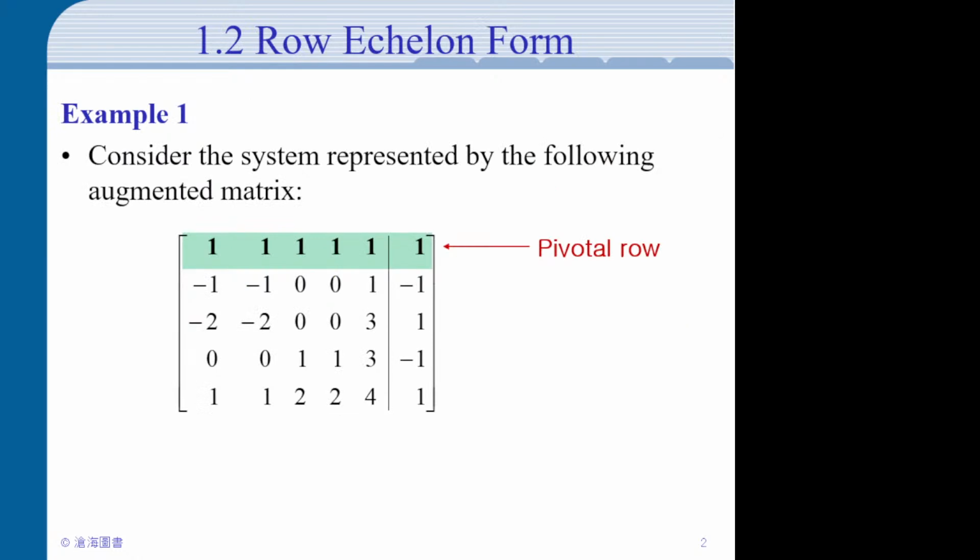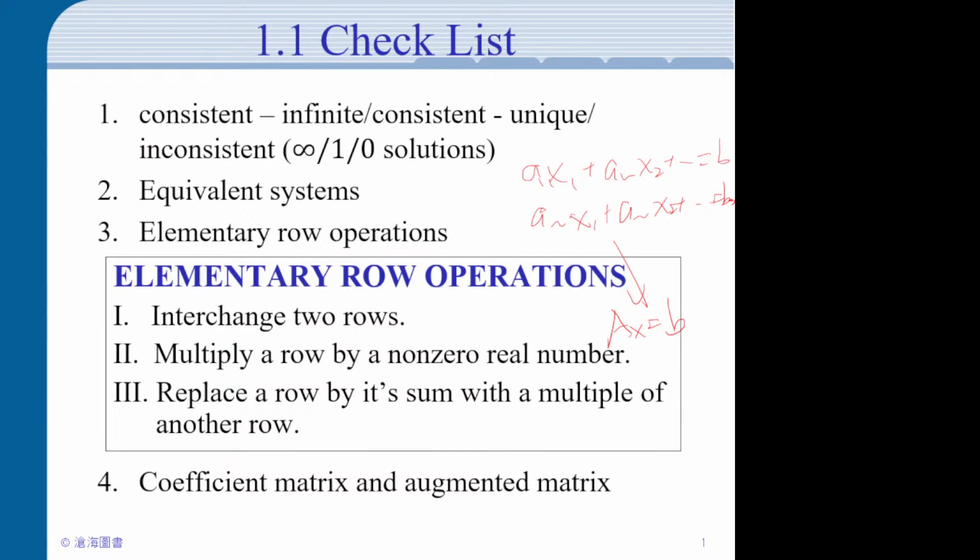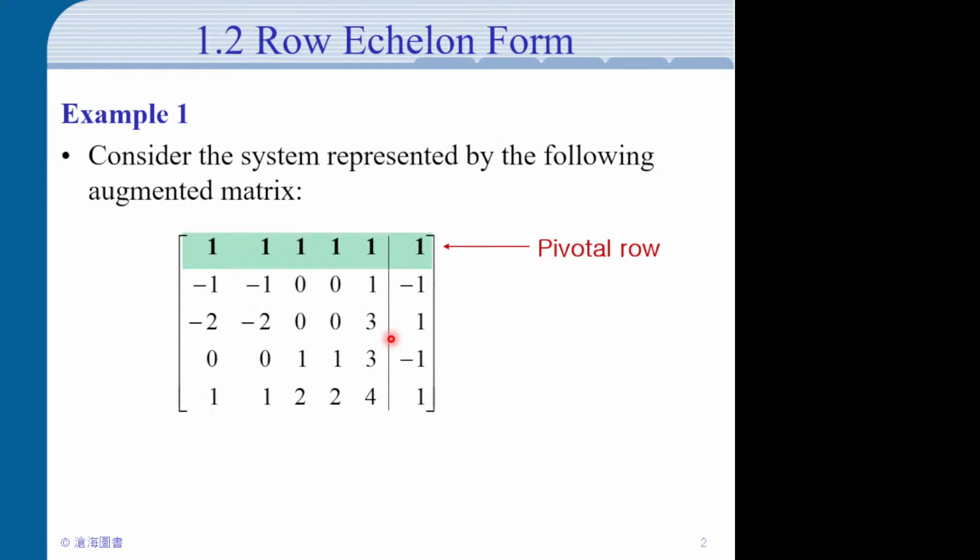In 1.2 we give the most important algorithm of the course, the Gaussian elimination. Gaussian elimination is where you use the elementary row operations, the 3 things we have here, and you get the row echelon form.